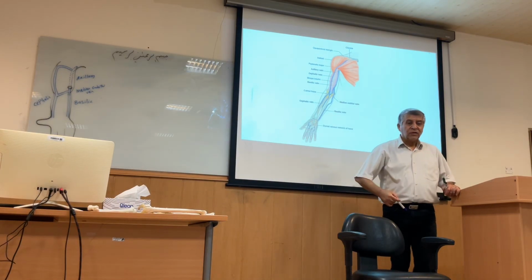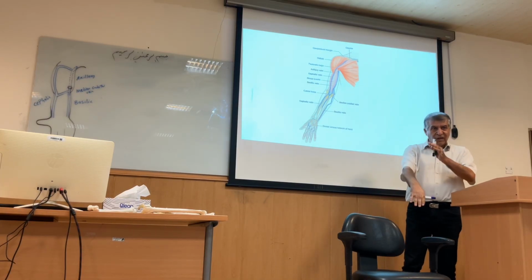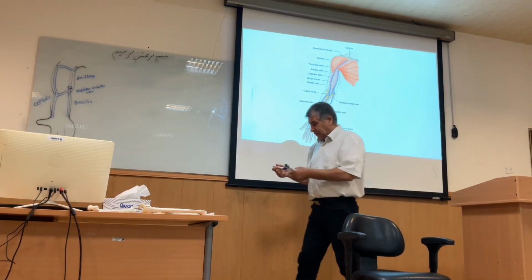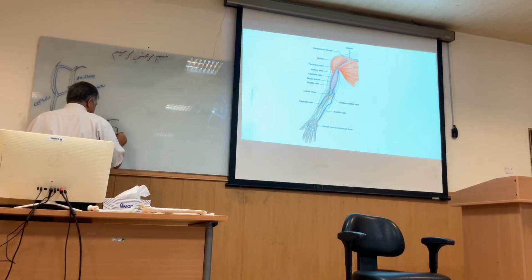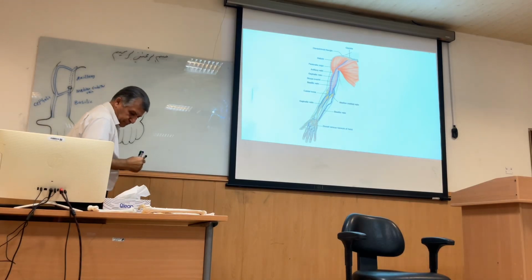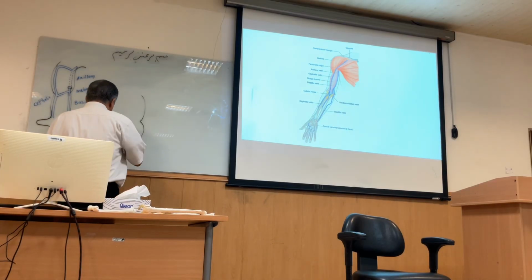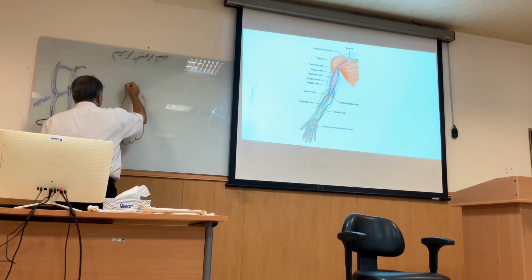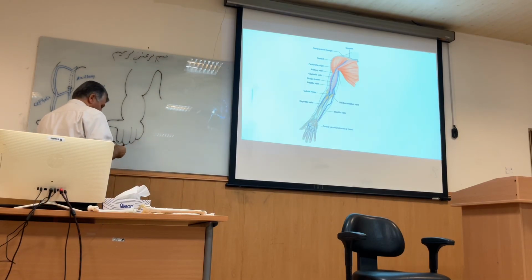Superficial nerves, or cutaneous nerves, because these nerves innervate the skin. Cutaneous nerves of the hand, forearm, arm, and trunk. Okay?